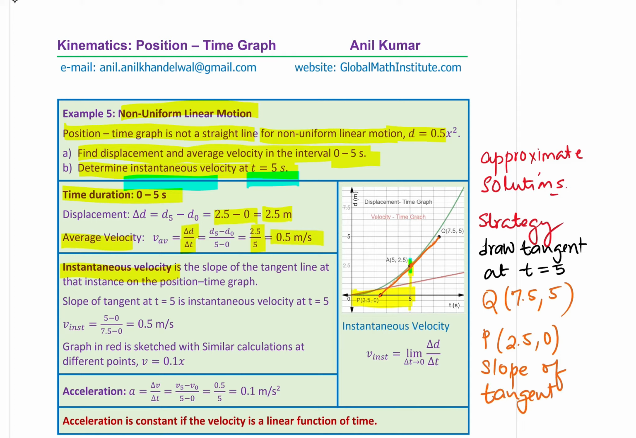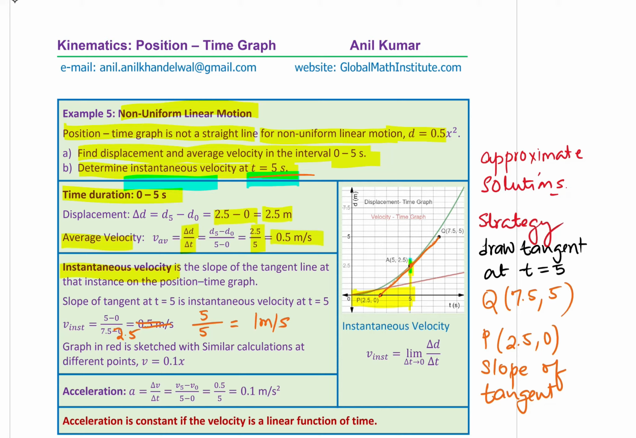So slope of the tangent is the instantaneous velocity. So it'll be 5 minus 0 divided by 7.5 minus 2.5. So there is an error here, 2.5. Okay, so that means 5 over 5. And that gives you 1 meter per second, correct? So the slope of this tangent is 1 meter per second, correct? So that is how you will find the velocity at a given point.